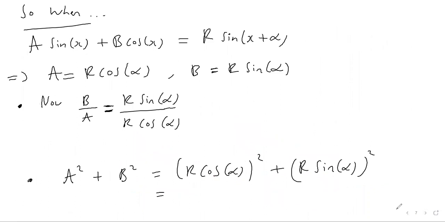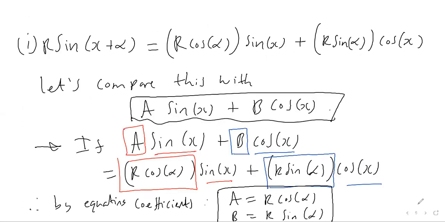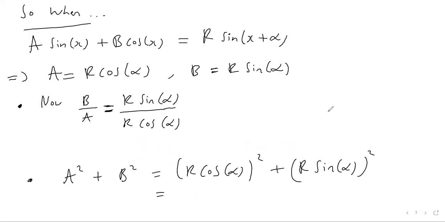So let's summarize what we have. When we want to convert the sum of sine x times a multiple plus cos x times a multiple, and we want to write it in this form, specifically when the question asks us to write it in this form with the sine, that means that a is equal to r cos alpha and b is equal to r sine alpha, as we got down here. So just copying this result again down here.